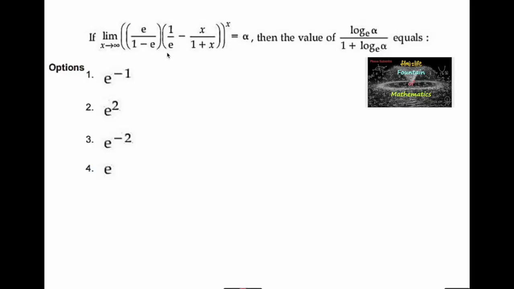Given limit as x extends to infinity, (e upon 1 minus e into 1 upon e minus x upon 1 plus x) whole to the power x is equal to alpha. Then we need to find log alpha upon 1 plus log alpha.